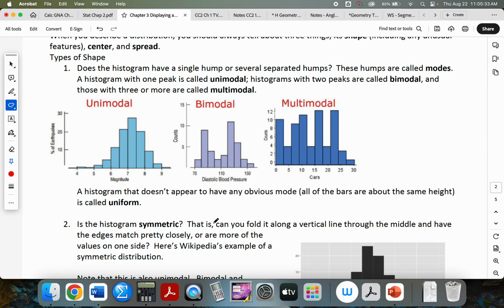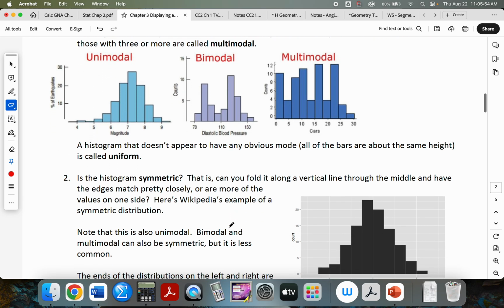It doesn't have to be perfectly symmetric, right? That's one of the things that sometimes drives really good math students crazy about statistics, is a lot of times we're like, yeah, that's good enough. And in math, it's like, we don't like that, but it happens a lot. So can you fold it along a vertical line through the middle and have the edges match pretty closely? Or are more of the values on one side?